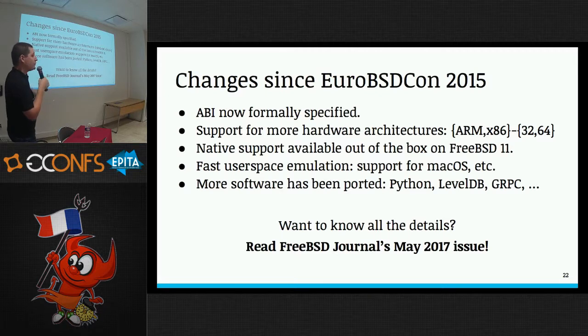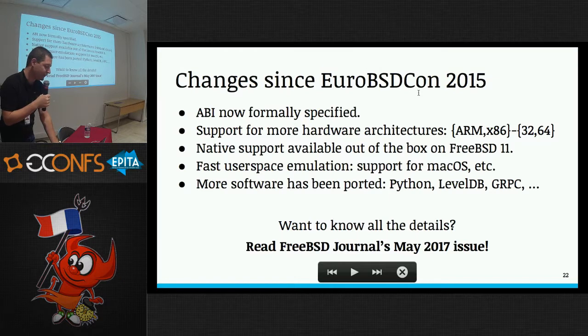Also pretty awesome, we can emulate it in user space nowadays. So even if your operating system doesn't provide native support, you can at least run an unsecure version of CloudABI in user space, to test around with it. And also more software has been ported in the meantime. If you want to know more details about this, the FreeBSD Journal from May 2017 has a pretty good article on what has changed over time.